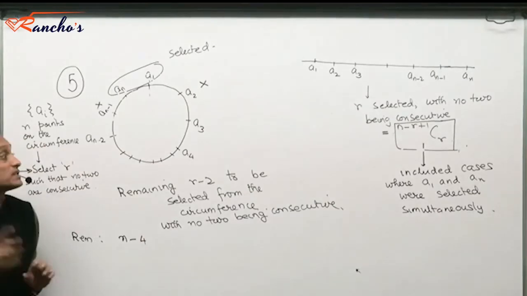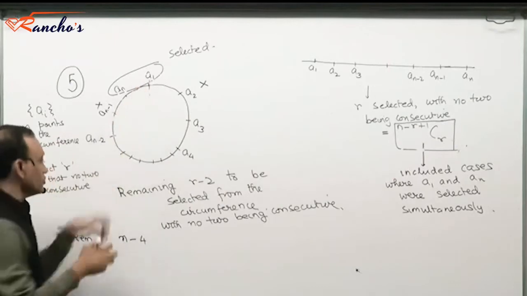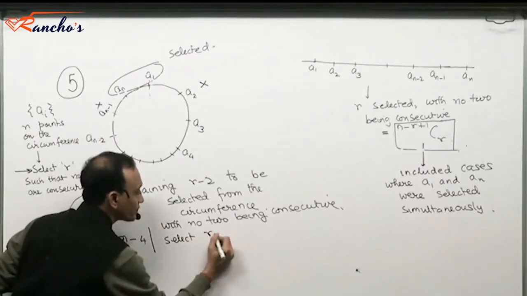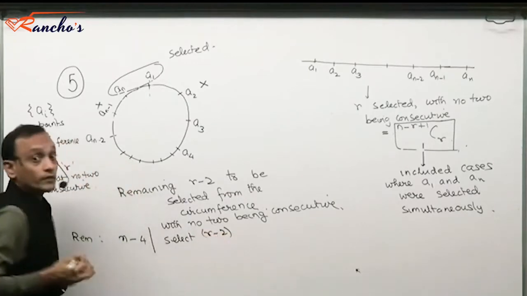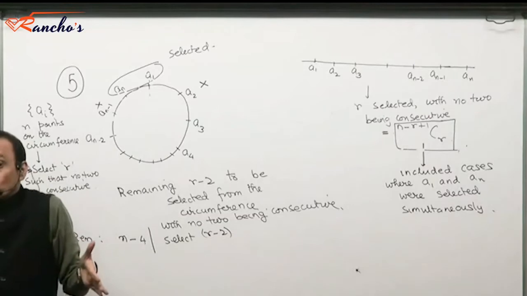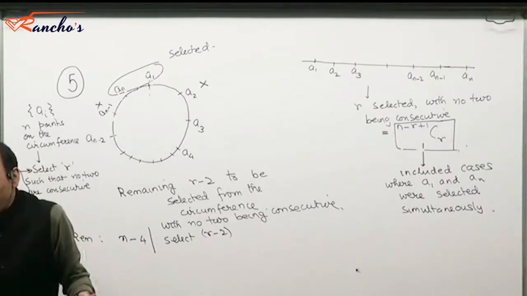How many numbers remain? N minus 4 numbers remain, right? And from these n minus 4, how many do I need to select? R minus 2, because I've already selected 2. So from these, select r minus 2. And from n minus 4, I have to select r minus 2, given that no two are consecutive.